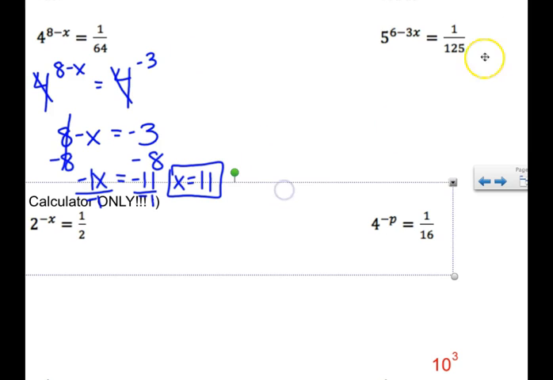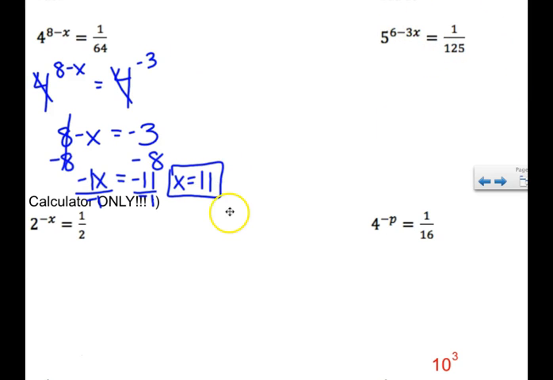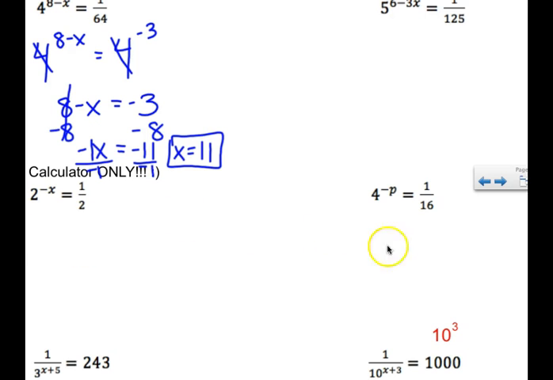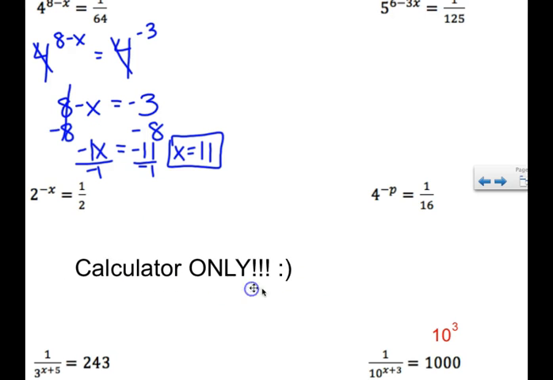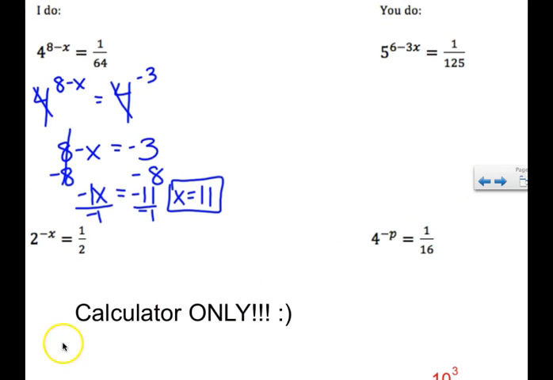Alright, so I want you to try this fraction one over here, and then I only want you to try these two in the calculator. Do not show me any work for these two. I want you to just graph it in the calculator and find your answer. Okay? So don't show any work, alright? Only time I'll ever say that. Press pause.